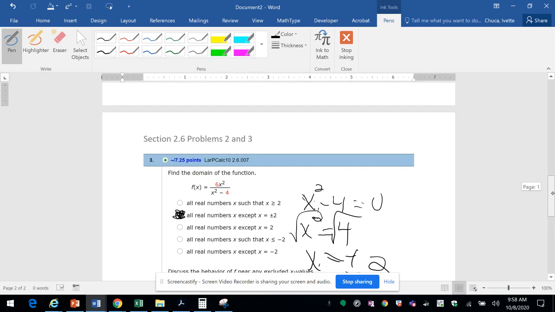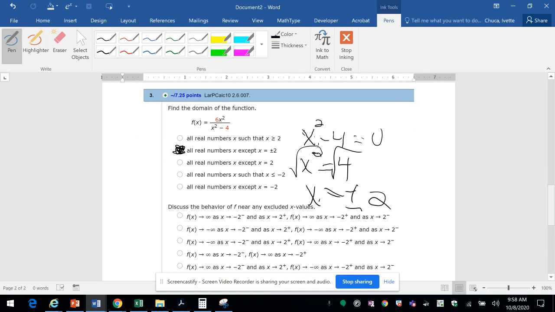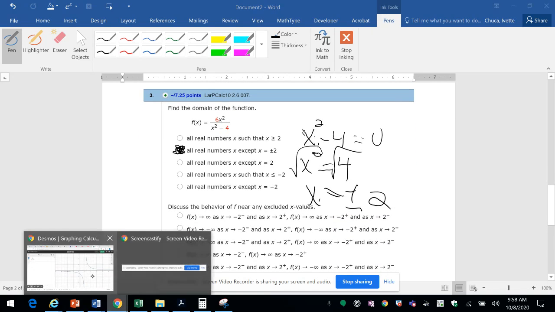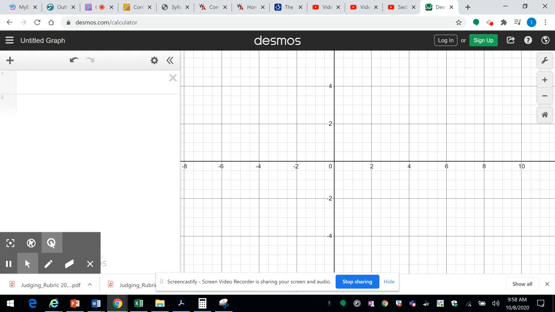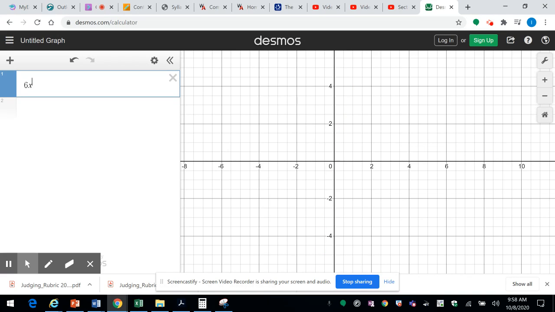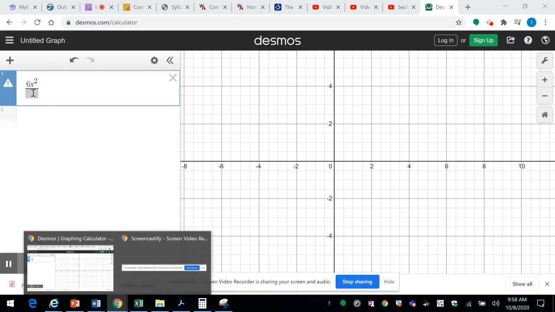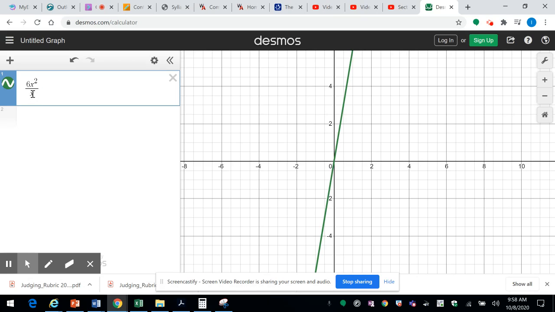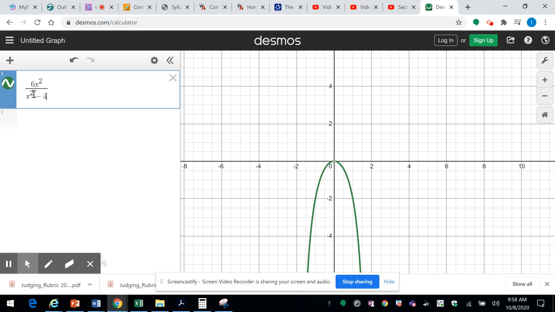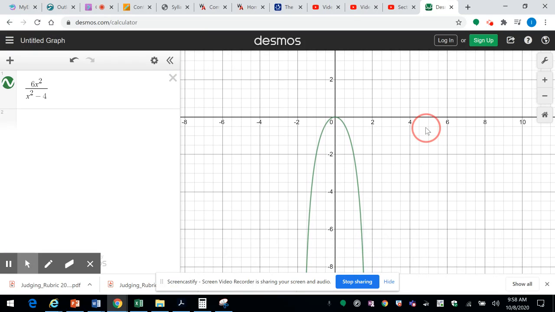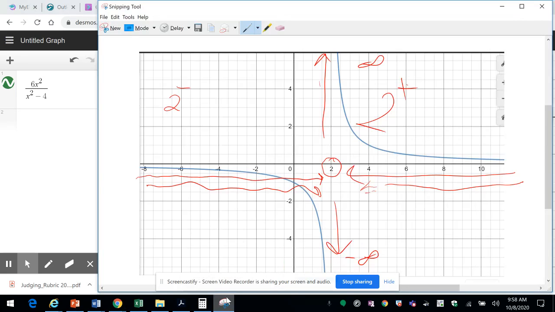Now we can plot or graph this. So we have 6x squared divided by x squared minus 4. Let me go to decimals. So this is what our graph looks like. Let me go ahead and take a screenshot of this.